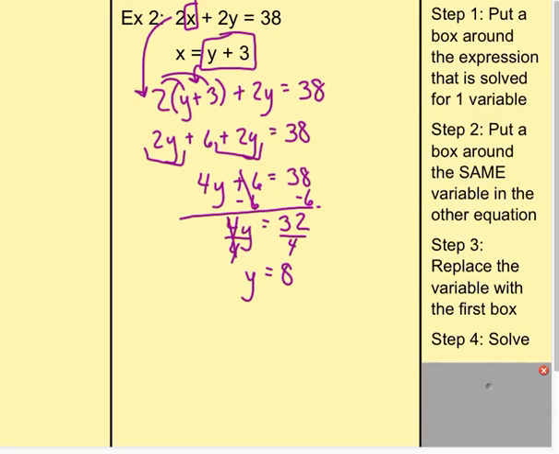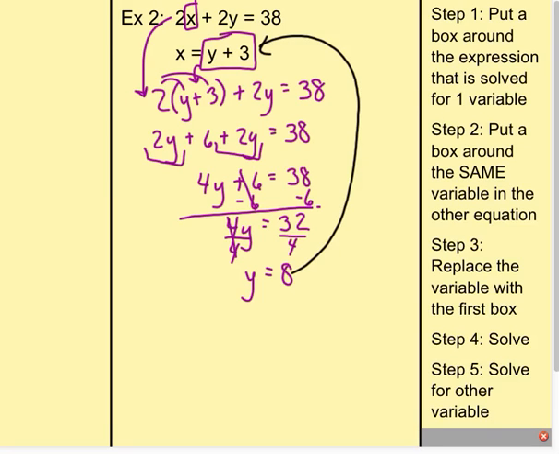y equals 8. Okay, so once we have that variable solved for, we go back to, again, the equation that's already solved. So I'm going to substitute 8 for y to solve for x, and I get x equals 11. So my solution is (11, 8). Remember to put your x coordinate first, because we graph our x first on the coordinate plane.